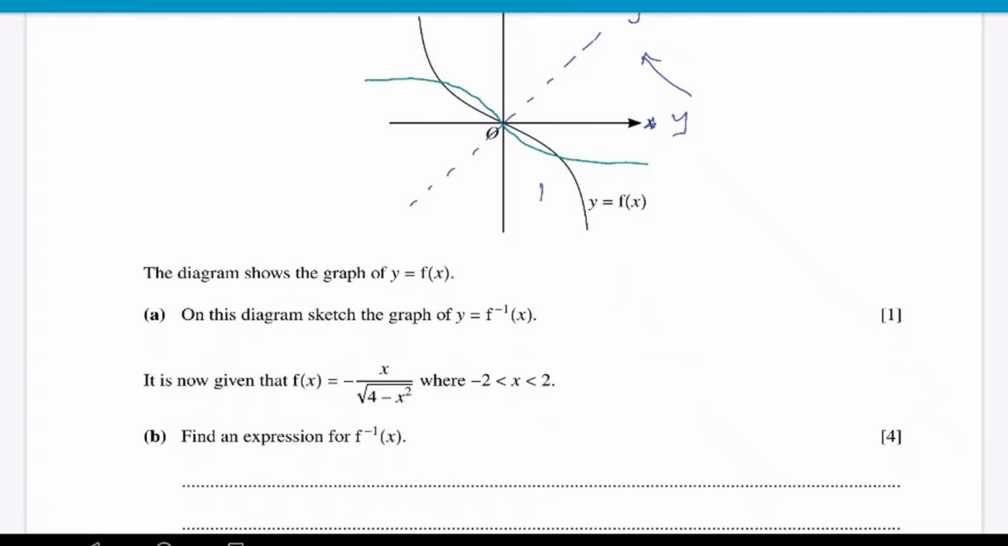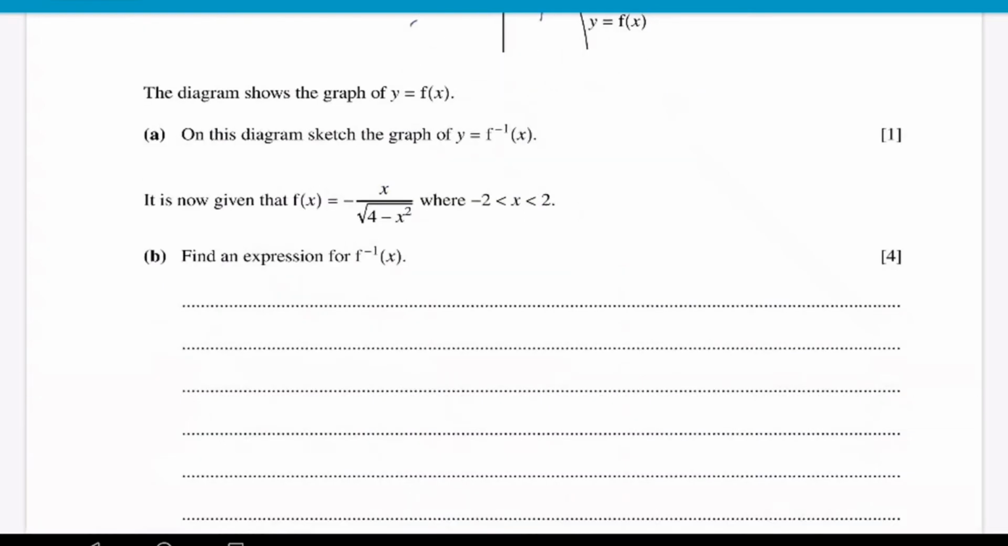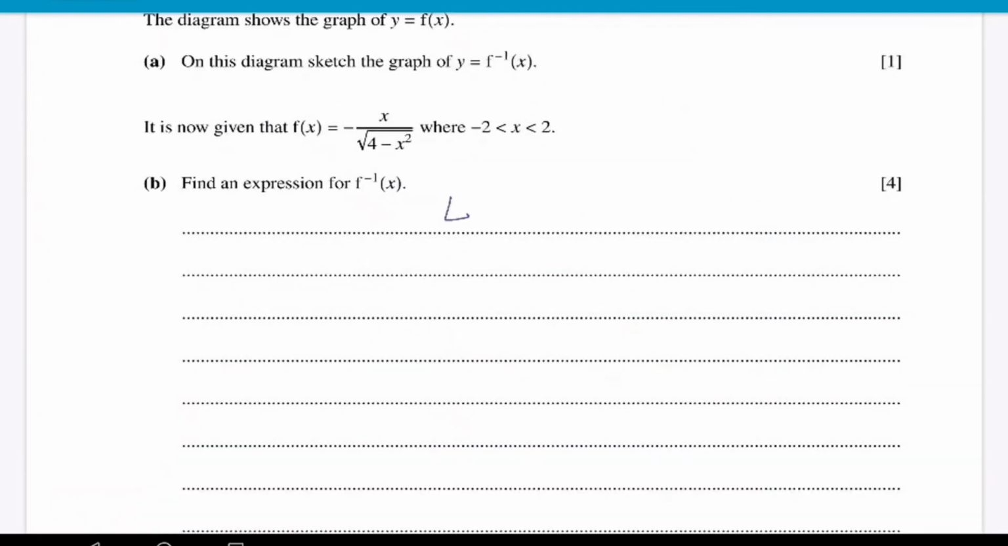For part B, it's now given that f(x) is given by this function. So find an expression for f inverse. This one might have to do a bit of work. So we let y be negative x over the square root of 4 minus x squared. We might have to square both sides already. If we square both sides, we get y squared equals x squared over 4 minus x squared, which gives 4y squared minus x squared y squared equals x squared.